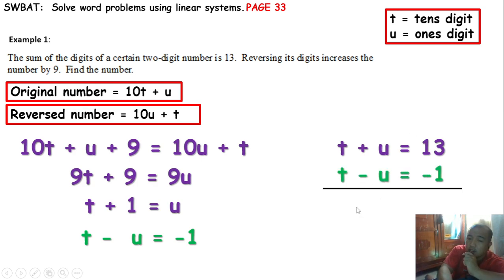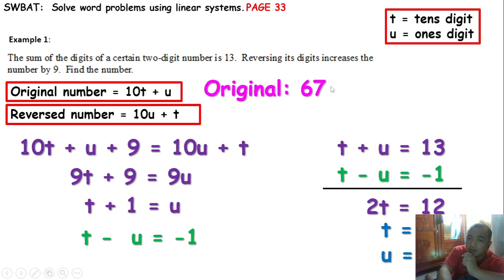We're going to eliminate u. So 2t equals 12. 13 plus negative 1 is 12. Divide both sides by 2, the answer is 6. So if t is 6, what is u? Substitute na natin dito. 6 plus u equals 13. 13 minus 6, 7. Therefore, the original number is 67. As you can see, 6 plus 7 is 13. And then if we reverse this, 76, it's equal to 67 plus 9. Yes, 76. Okay.